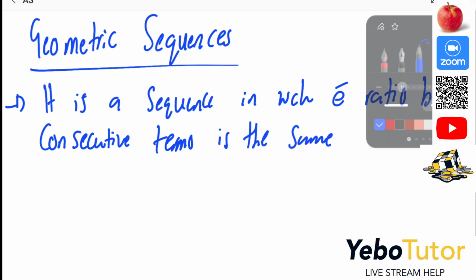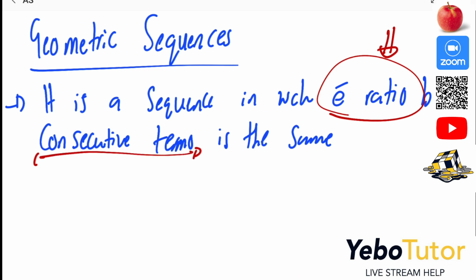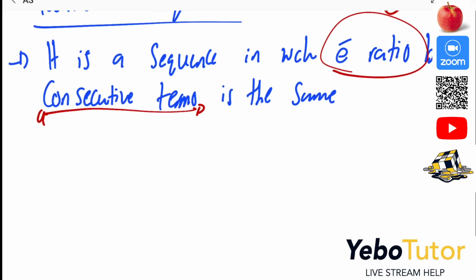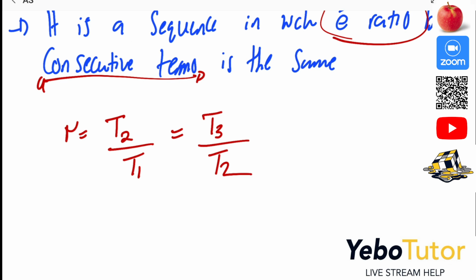Let me underline the most important, crucial part. And that crucial part is the ratio between the consecutive terms. So what do I mean by this? I mean that your constant ratio, which is illustrated by the letter r, is always equal to T2 divided by T1. This ratio is also equal to T3 divided by T2, which is the forward one over the previous one. Again, it is equal to T4 divided by T3. So this is your constant ratio.